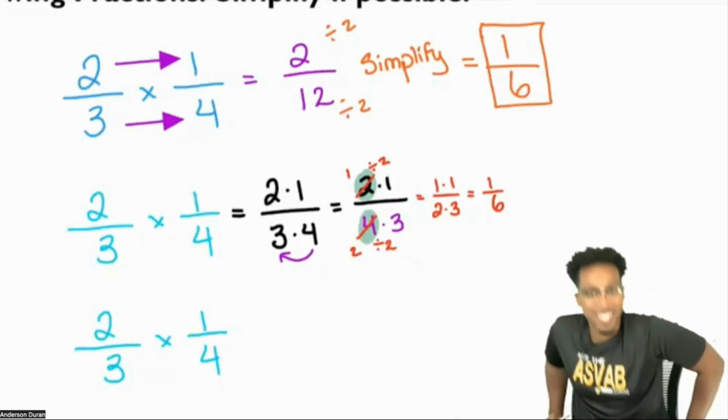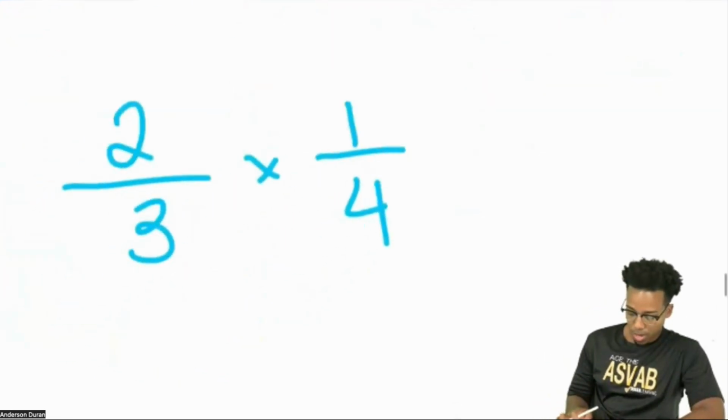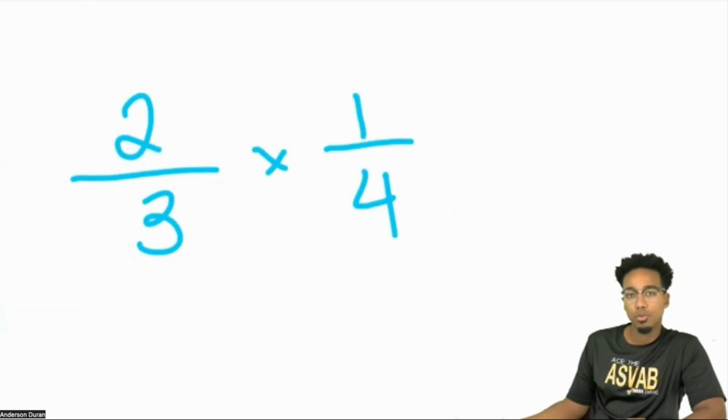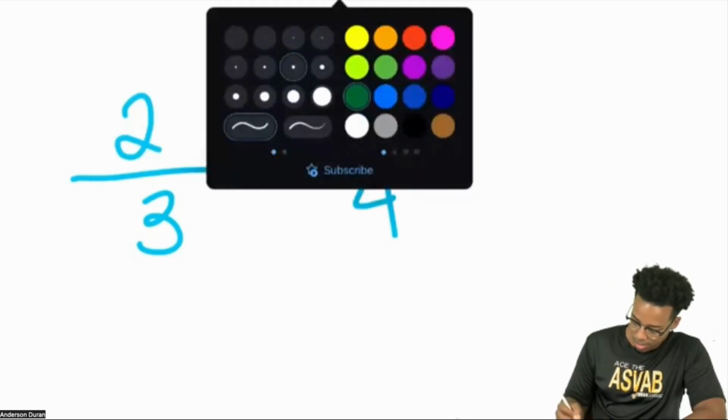Don't worry, because watch this. The idea was this. Let me show you right here. We got 2 over 3 times 1 over 4. All I was saying was this. The 2, oh, I'm not going to use that color. Let me use red.